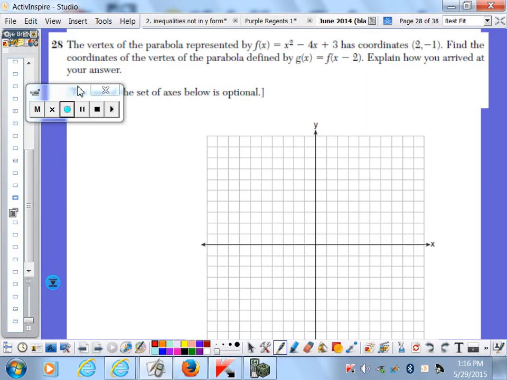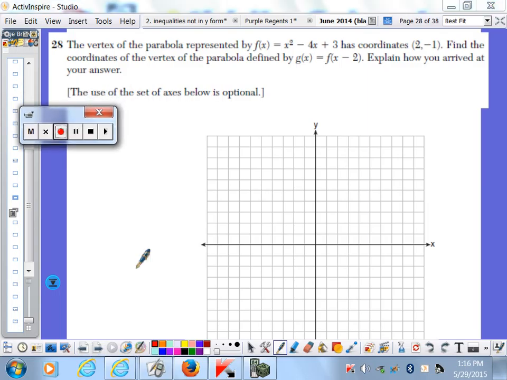All right, 28. This one looks familiar. The vertex of a parabola represented by f of x equals x squared minus 4x plus 3 has coordinates 2, -1. Find the coordinates of the vertex of the parabola defined by g of x, which equals f of x minus 2 on the inside. Explain how you arrived at your answer. If you're looking for some help with this one, you can look back in the last lesson that we did. I believe it was lesson number 23, and it was on the last page. That's all the help you're getting on this one. Go ahead.